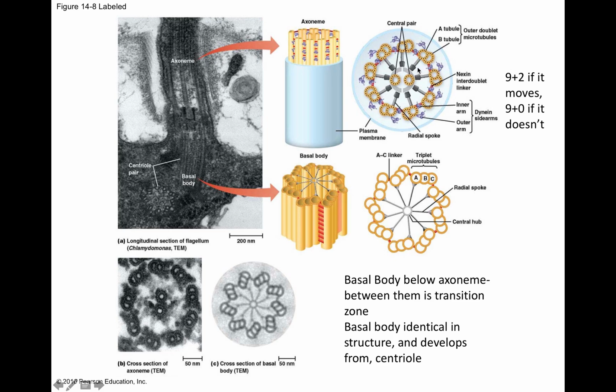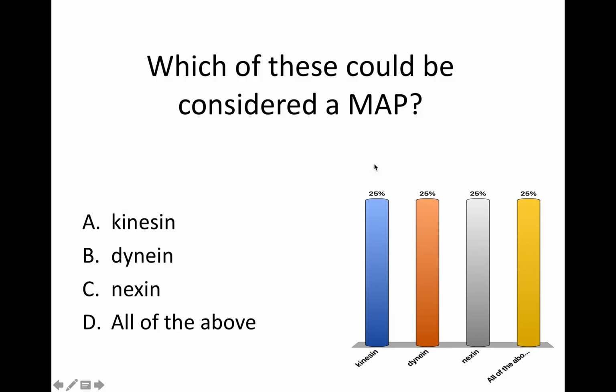This structure that you see in an axoneme above the basal body that gives rise to this structure, it has a 9 pair plus 2, 1, 2, 3, 4, 5, 6, 7, 8, 9 plus 2, if this structure moves, like in a sperm tail. And if it doesn't move, there is no central 2. It's a 9 plus 0. Here's an H5P question for you.